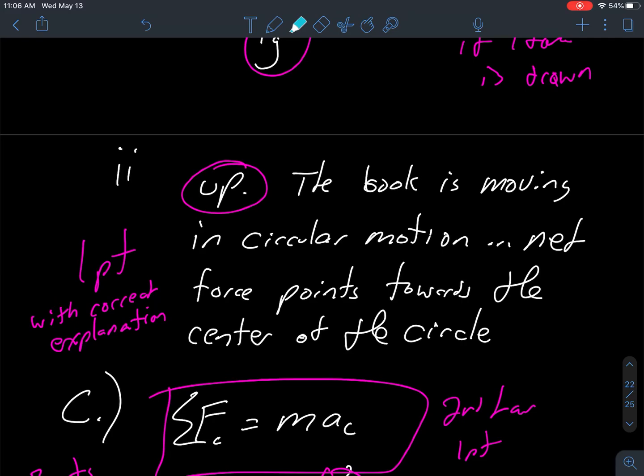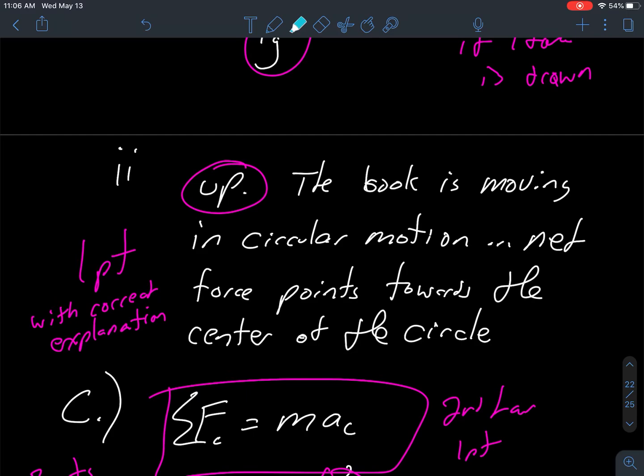Part 2 of that, they were asking which way is the net force: up, down, or no direction, since they would cancel out. And they want you to explain, without deriving any equations, the reasoning. So the net force is up.